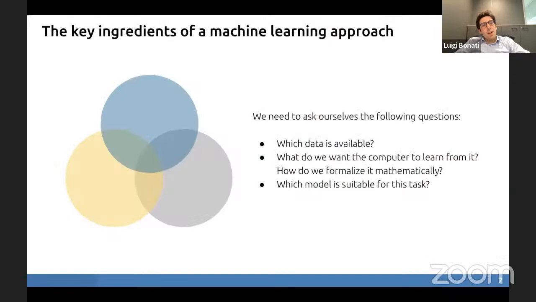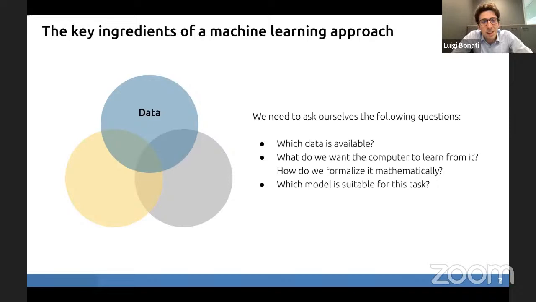In general, as I was saying before, there are three key ingredients of any machine learning approach. I think typically one always starts from the model, let's say a neural network or a kernel method. Instead, I think we should ask ourselves the following question first. The first is, which data is available? Because depending on this, we will be able to ask different questions and to learn something different from the data. Of course, it's a trivial but important consideration.